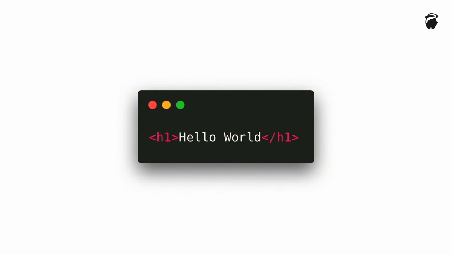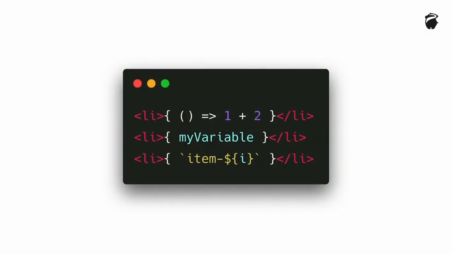So JSX does look very similar to HTML. So this is just like a header 1 element. It allows you to do some JavaScript evaluation. So in the first instance, we have a function which should return 3, if my maths is correct. And so at render time, this would render the number 3. The second one, you can inject variables. So that could be a string or a number. Or object if you've done something wrong. And then the last one is just string interpolation. And so that's how you would inject values into a bunch of list items.